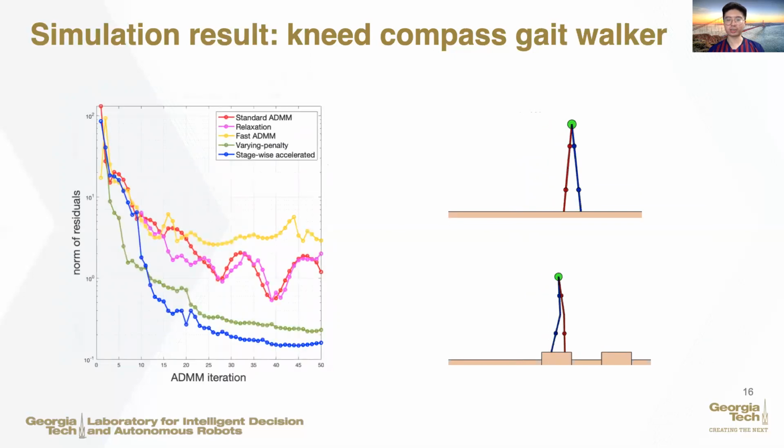Similar to the car parking example, we also show that the stage-wise accelerated ADMM outperforms other variants of ADMM for the torque limit constraint. This also applies to joint limit and friction cone constraints in certain cases. We're currently working on implementing this algorithm for more complex bipedal walking robots like Cassie, and quadrupeds. Stay tuned for more results.